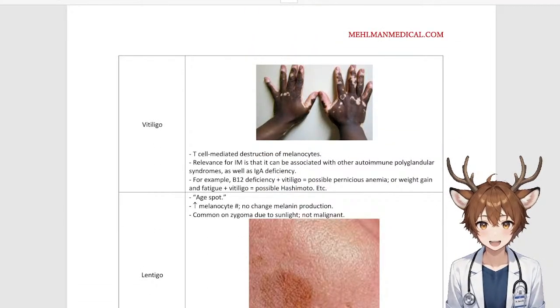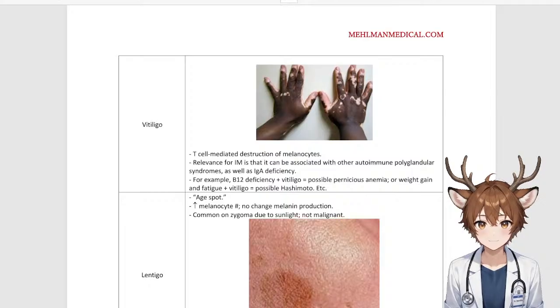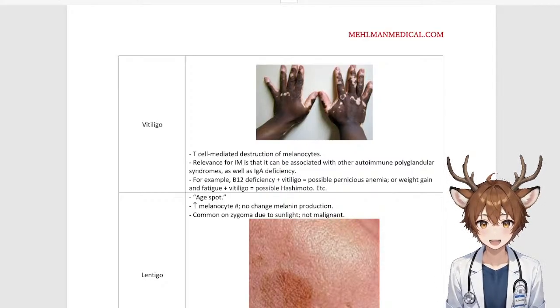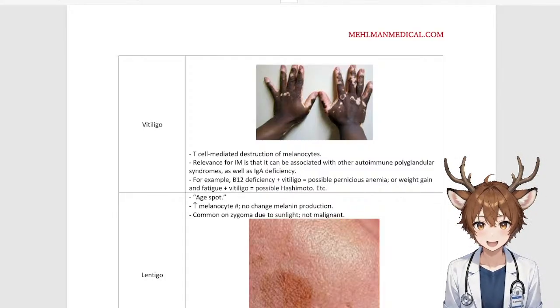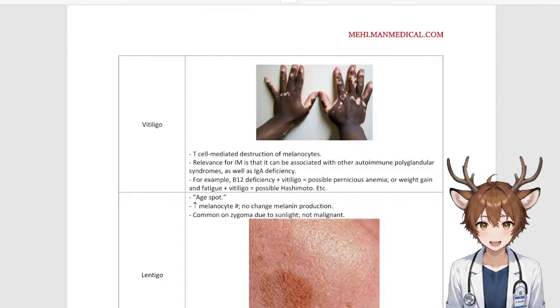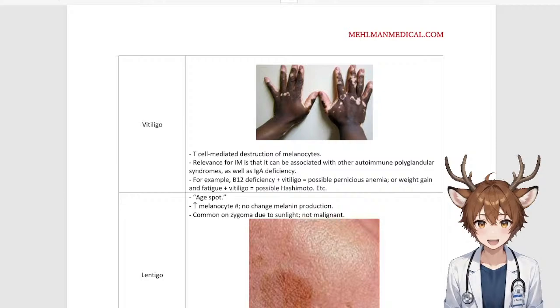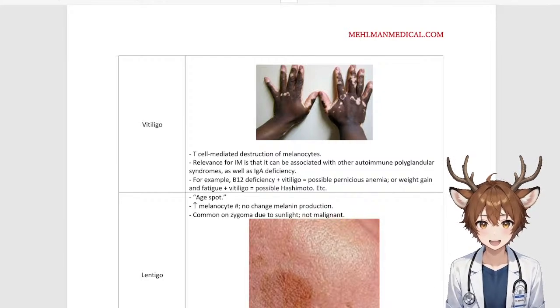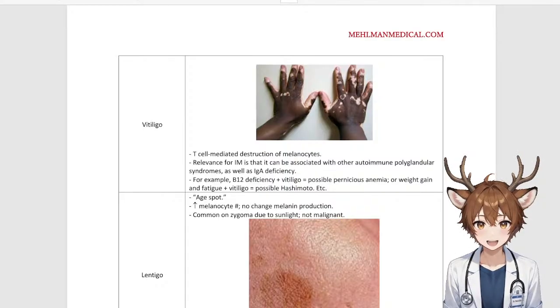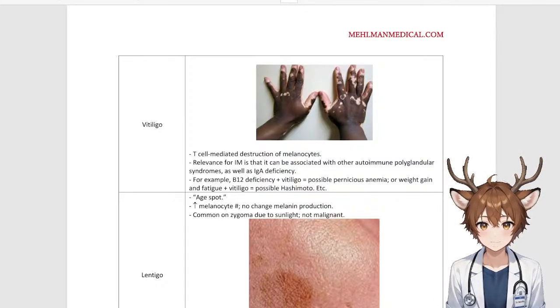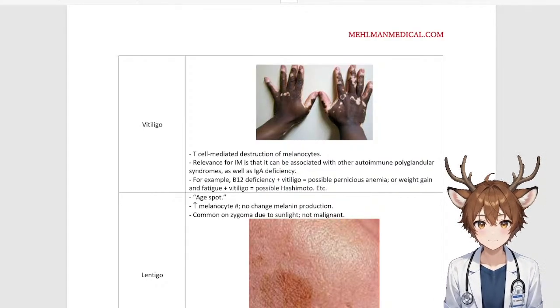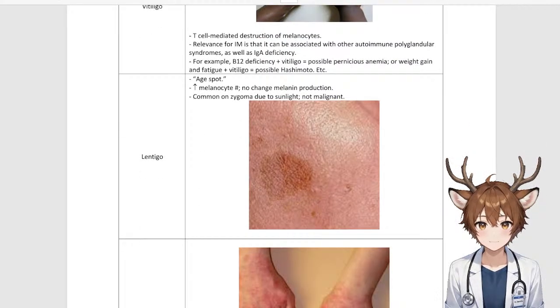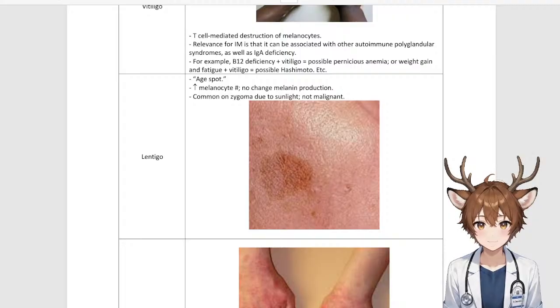Vitiligo, this is the Michael Jackson disease. T-cell mediated destruction of melanocytes. Relevance to internal medicine is that it can be associated with other autoimmune polyglandular syndromes as well as IgA deficiency. For example, B12 deficiency plus vitiligo equals possible pernicious anemia, or weight gain and fatigue plus vitiligo means possible Hashimoto's, etc. So you can have more than one thing at the same time. That makes it kind of complicated figuring out what's going on.